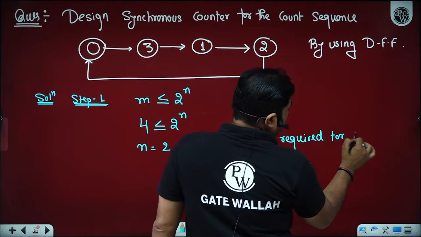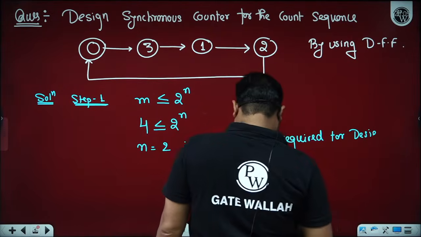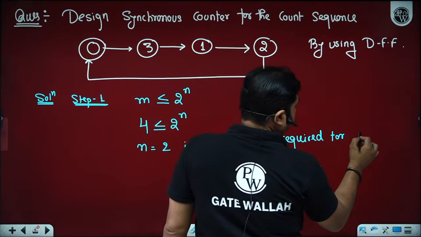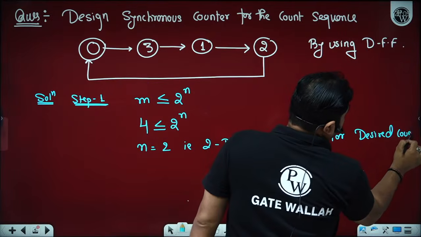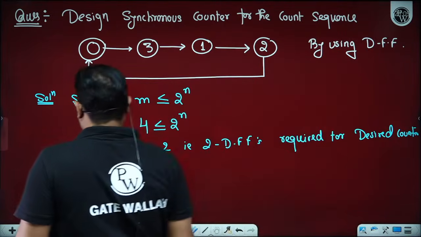2 D flip-flops are required for the desired counter. How many of you are able to understand up to this part?